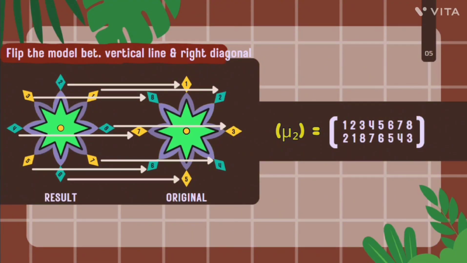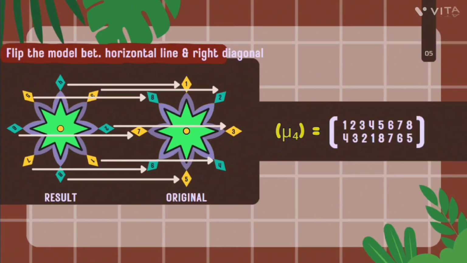Next, we have the mu sub 3. So this is the result after flipping the model through the right diagonal. So we have 3 maps to 1, 2 maps to 2, 1 maps to 3, 8 maps to 4, 7 maps to 5, 6 maps to 6, 5 maps to 7, and lastly, we have 4 maps to 8.